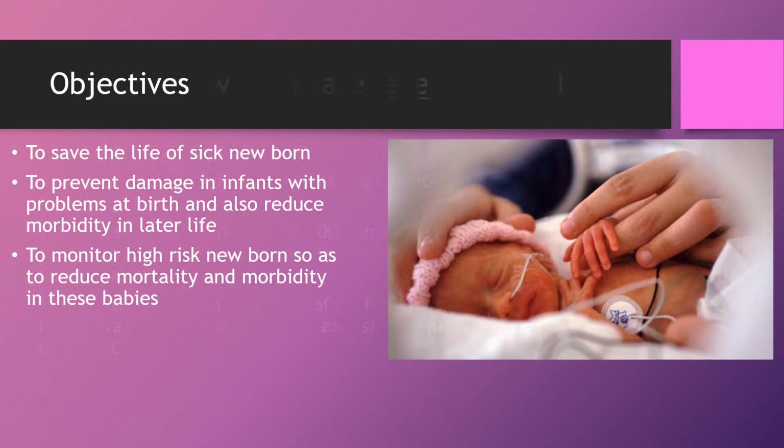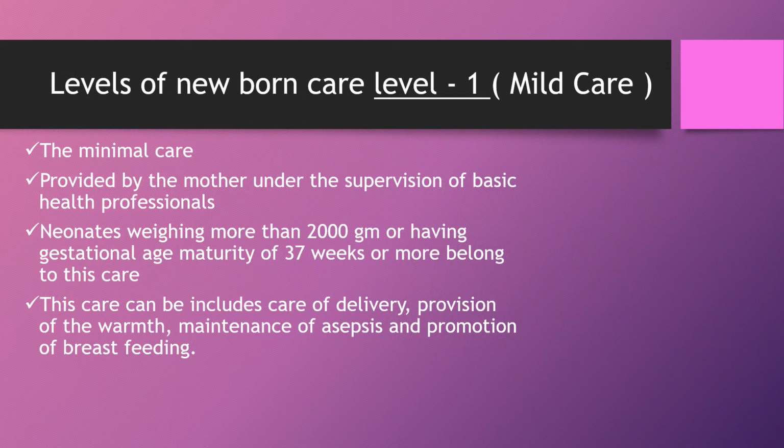Next. In the newborn there are three levels of care provided in the NICU. The first level is mild care. In mild care, that much care is not needed, they can give only minimal care. This type of baby is born with more than 2000 gram weight, and the gestational age is 37 weeks, meaning 36 to 37 weeks of gestation.